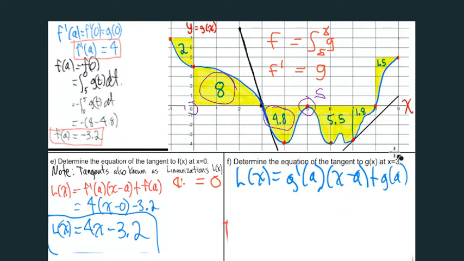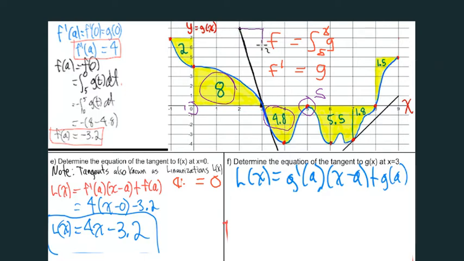What equation will I use? Well, I'm not going to use f anymore. I'm working with g. So it's g prime of a, x minus a, plus g of a. G prime of a is the slope of the curve. So I need to go to x equals 3, and I need to get the slope there. Well, I've got a tangent right here. A tangent has been given.